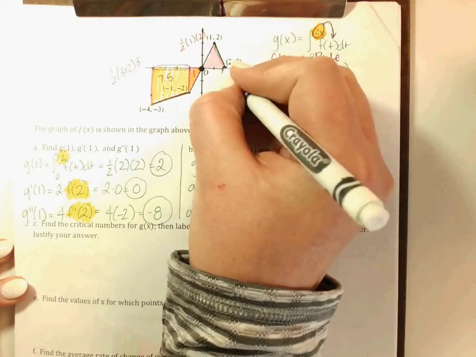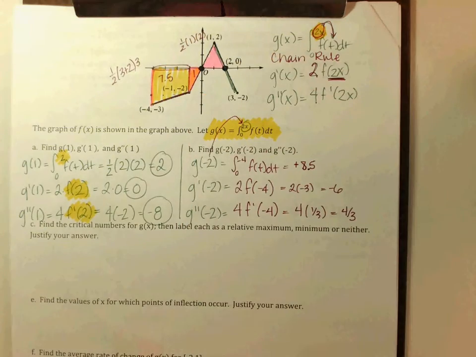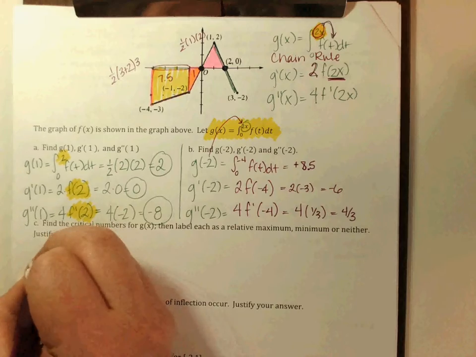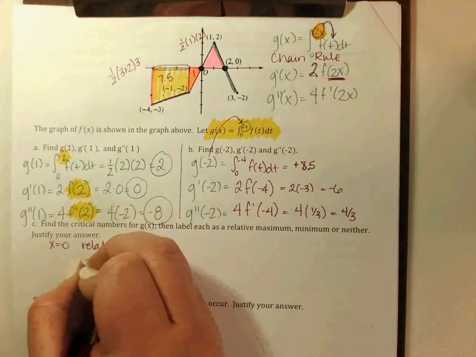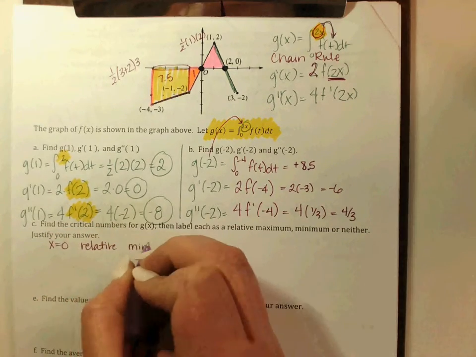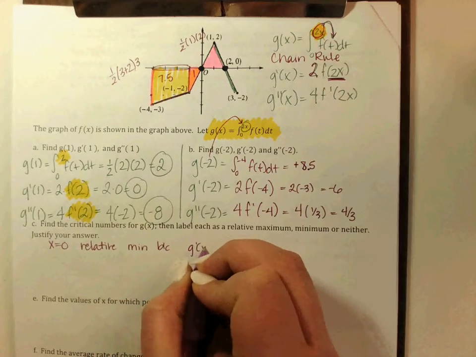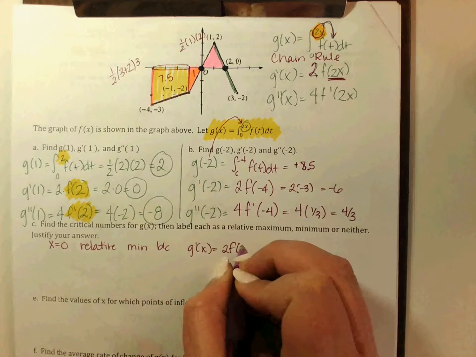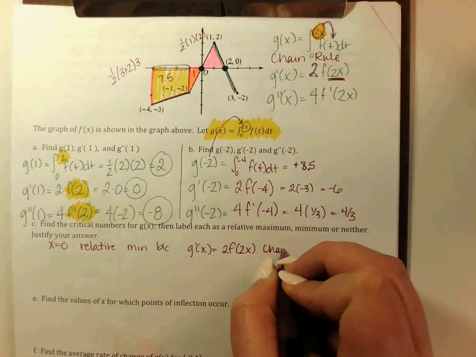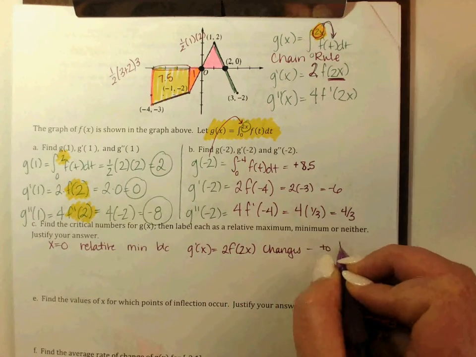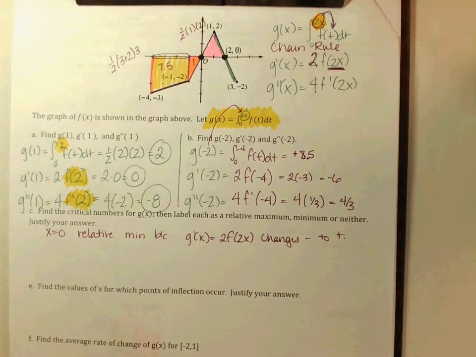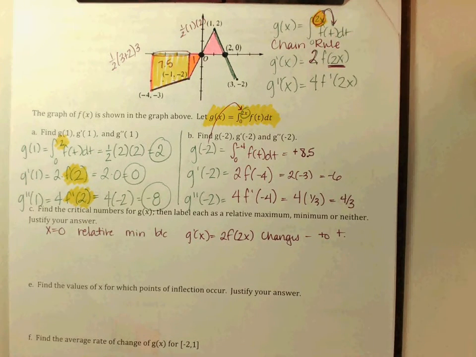What type of extrema? Min. So I'll put x equals 0. I have a relative min because g prime of x, which is 2f of 2x, changes negative to positive. So far, everything is the same. Now, question. When I plug 0 into 2x, does it stay a 0? Yes. So nothing weird happened there.